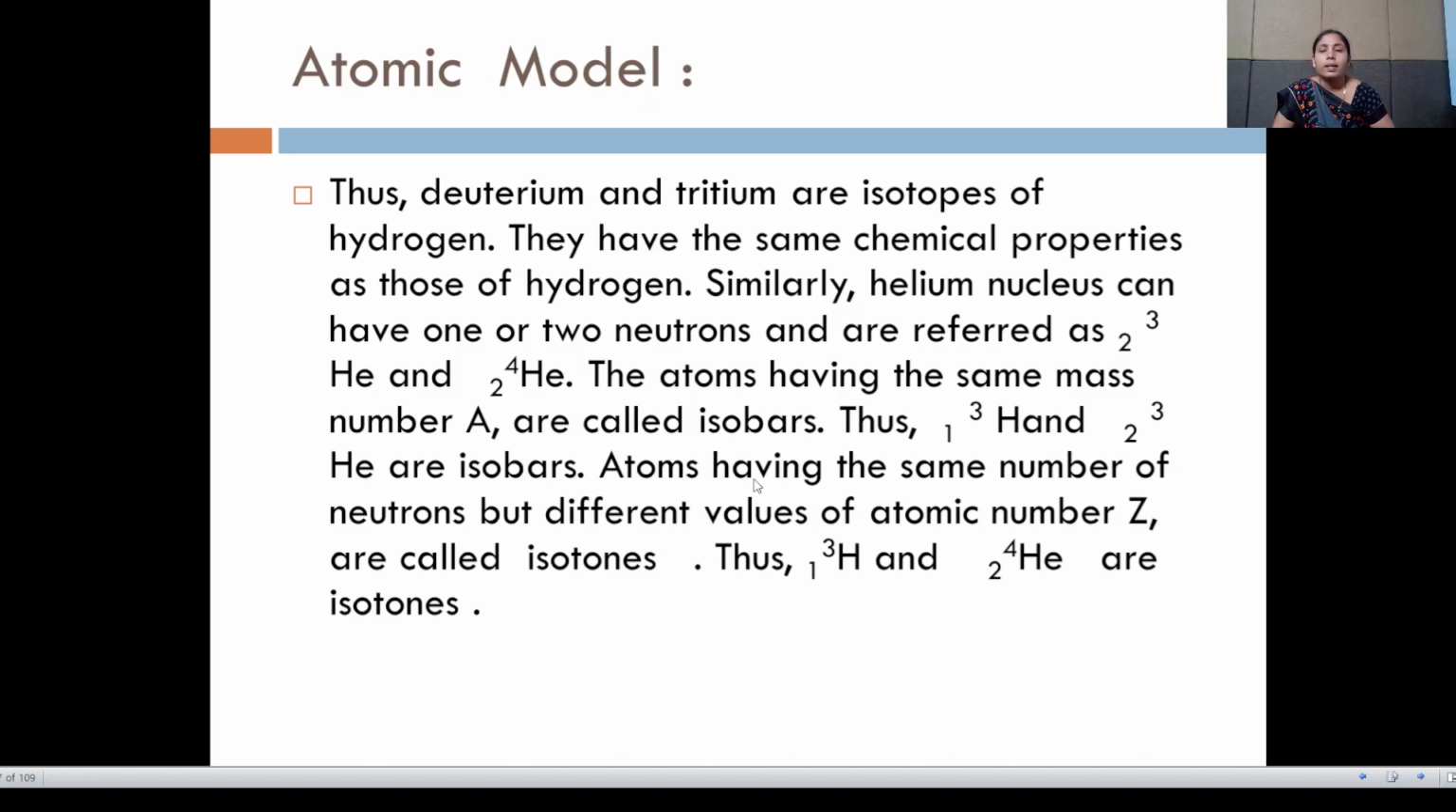Similarly, a helium nucleus can have 1 or 2 neutrons and these are written as He(3,2) and He(4,2). Atoms having the same mass number A are called isobars. Thus, H(3,1) and He(3,2) are isobars. Atoms having the same number of neutrons but different values of atomic number Z are called isotones. Thus, H(3,1) and He(4,2) are isotones.